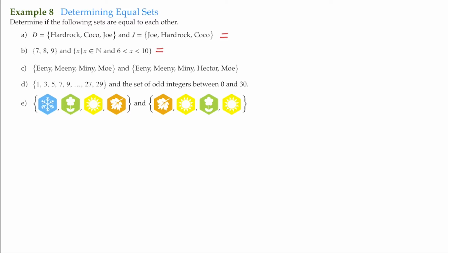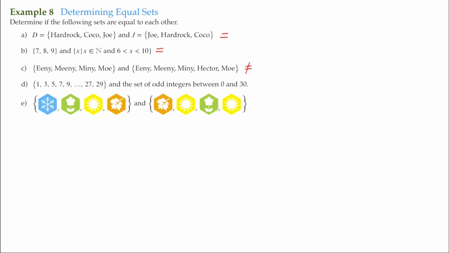For C, we have {eeny, meeny, miny, mo}. And then we have another set, {eeny, meeny, miny, Hector, mo}. And obviously we can see that these two sets are not equal, so I'm just going to put an equal sign with a line through it. That'll be not equal to.